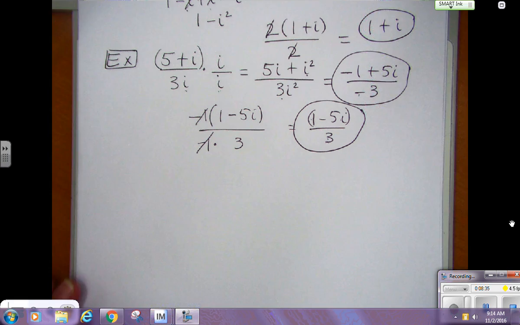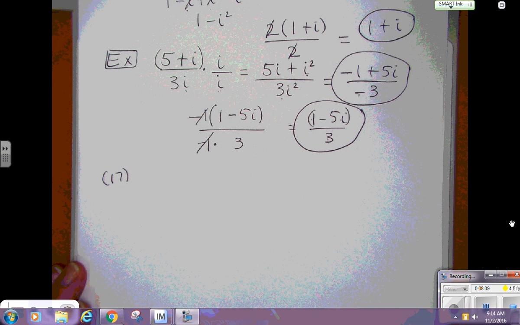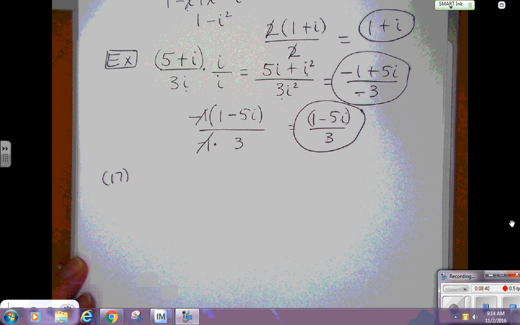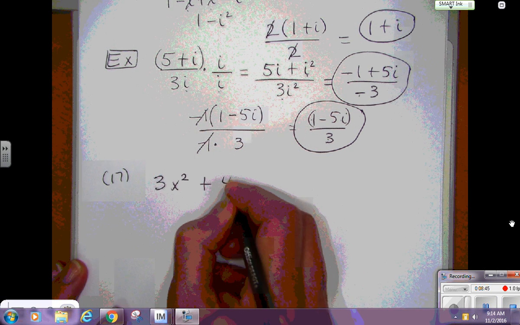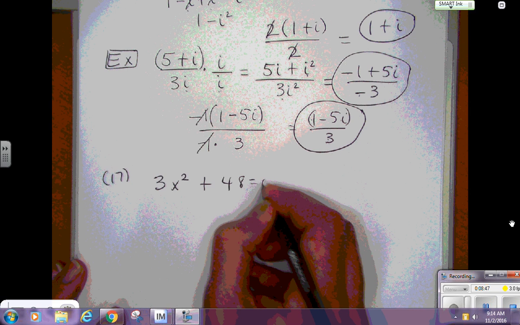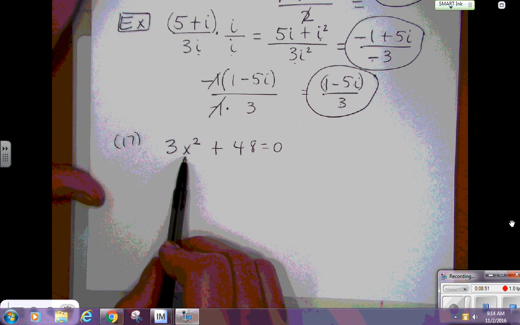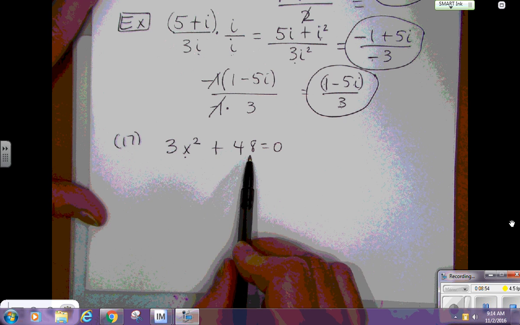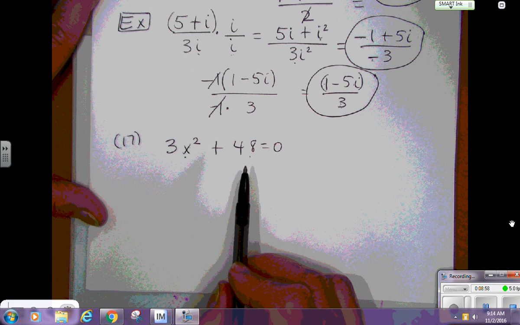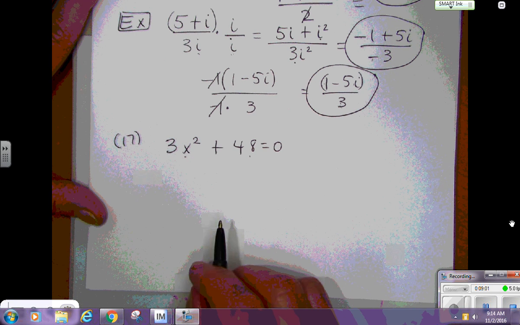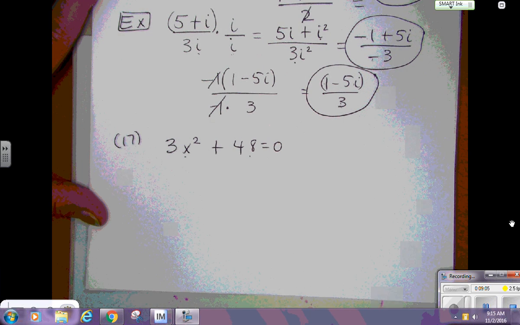Back on your notes, looking at number 17, we are going to solve for x. We have 3x squared plus 48 equals 0. Okay, so I have a squared variable and a constant. I don't have a linear term. So when I have an equation like this, I'm going to use something called the square root property. And this only works for square roots, because that's the name, square root property.